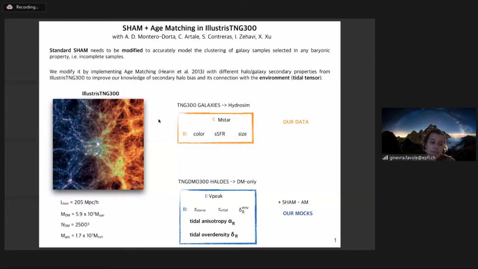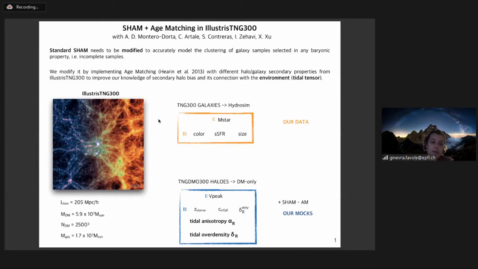Here, what we have done is to explore a possible extension of the subhalo abundance matching, the SHAM model, using the age matching technique that was implemented in 2013 by Hearin and collaborators. It is well known that SHAM works well with galaxy samples that are complete, but for subsamples of galaxies that are selected by any galaxy property, it needs some modification in order to accurately predict the clustering properties of these subsamples at all scales.